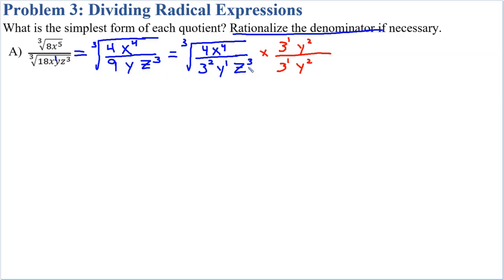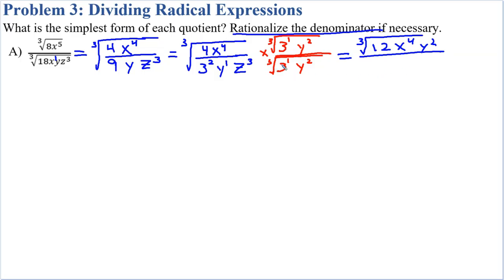And then the z, that's already to the 3rd, so we're good with that. Okay, so I'm going to multiply top and bottom by the 3rd root of 3 to the 1 y squared. And that's going to give me on top the 3rd root of, well, 4 times 3 is just 12. X to the 4th times y squared is just x to the 4th y squared.